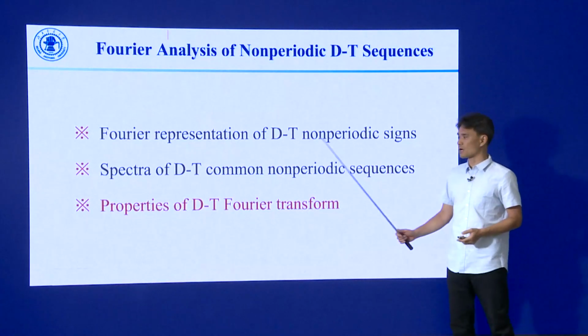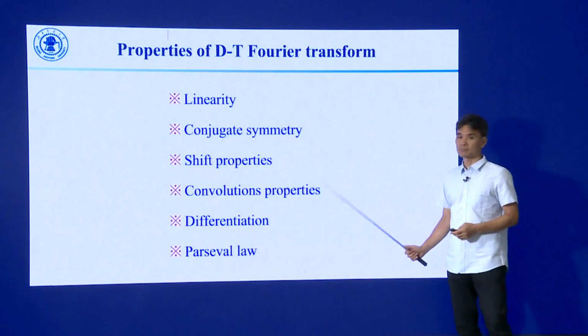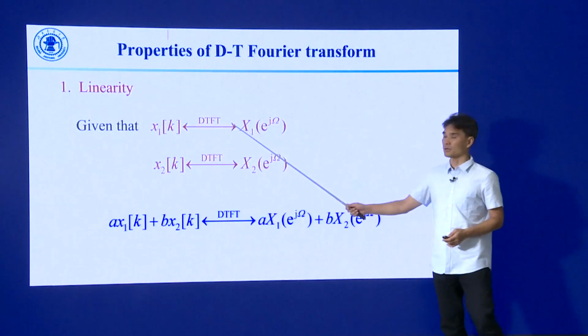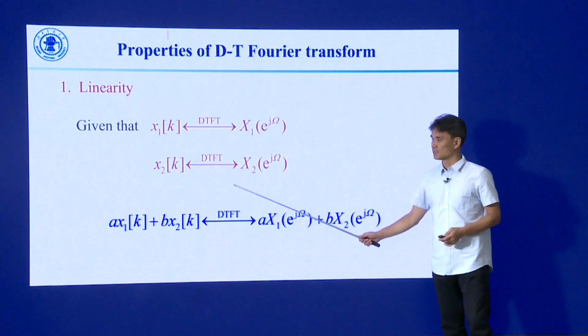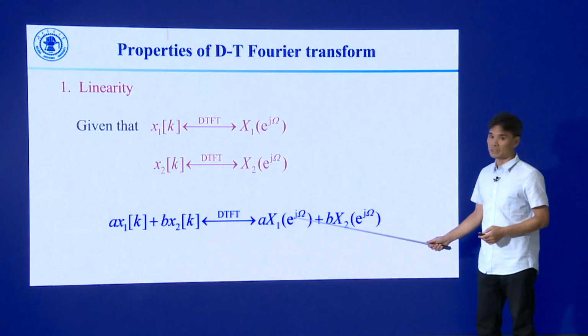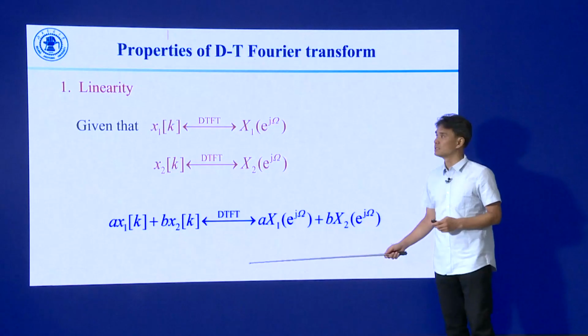The next is the properties of DTFT. So we're going to introduce all these properties. The first one is linearity. When we have these two pairs of DTFT, then a linear combination in the time domain corresponds to the same linear combination in the frequency domain, or vice versa.